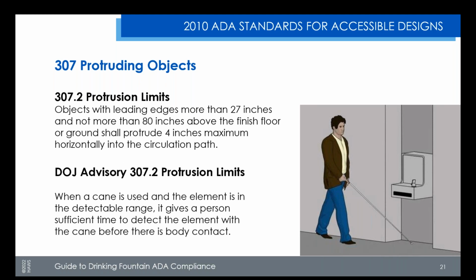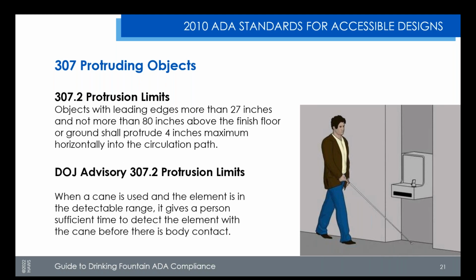Okay, moving on. So 307, this covers protruding objects. Okay, this is very important. Protruding objects, this is primarily in place to protect another type of protected class that we just barely touched on, and that class is the visually impaired or sensory impaired folks.